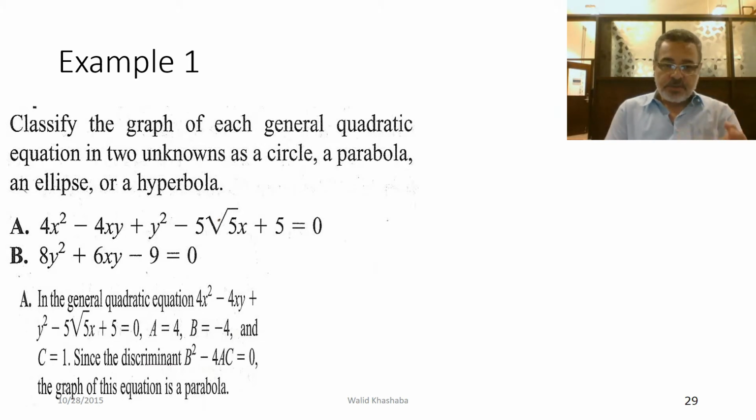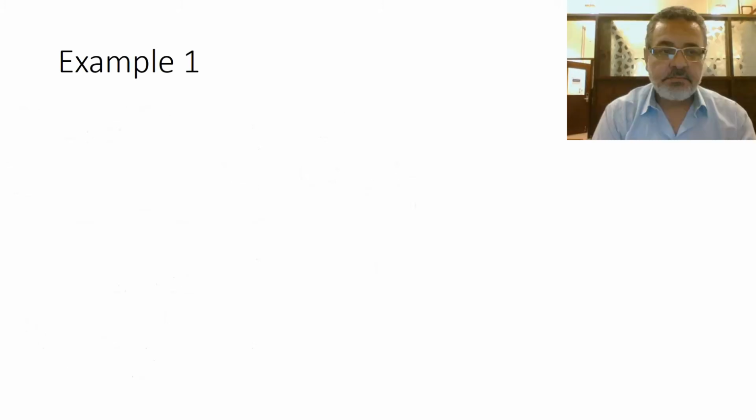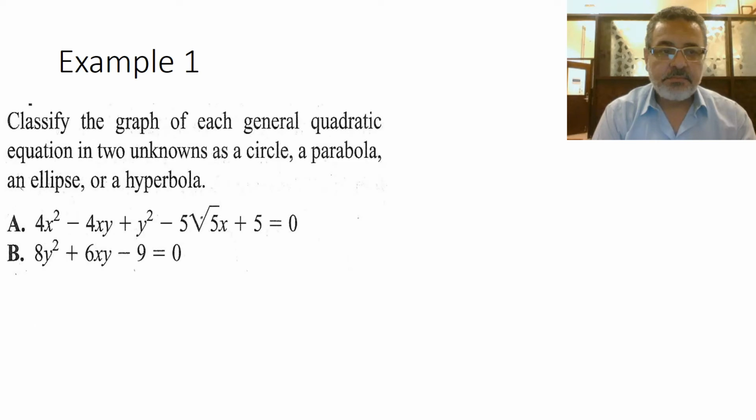The purpose of the discriminant is to determine the figure of the curve. If it is 0, as you know, then it's a parabola. For the second one, now let's see B.